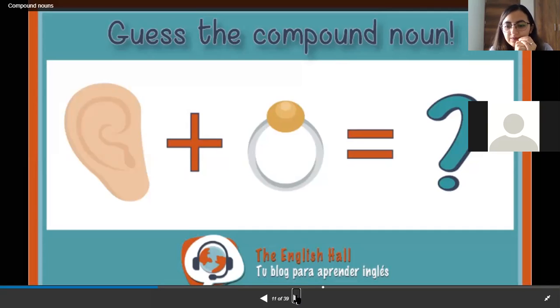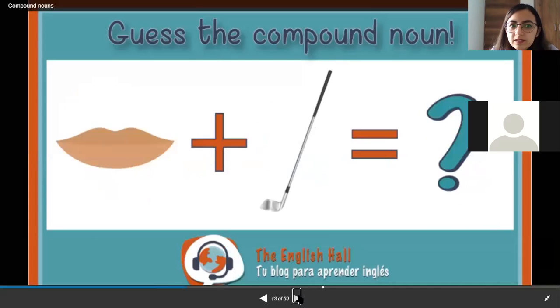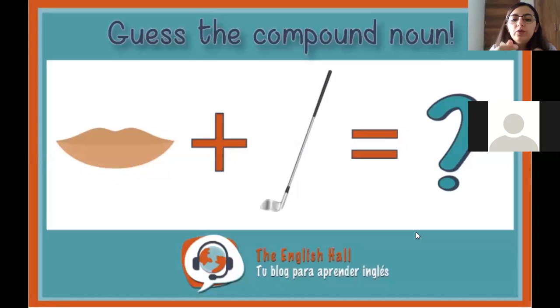Very good, Steffi. It's an earring. We have an ear plus a ring, and the final result, the new word we have, is an earring. Very good. And this one, which one do you think is the final word? Something every woman used to put on the lips. What do you think is the final word?